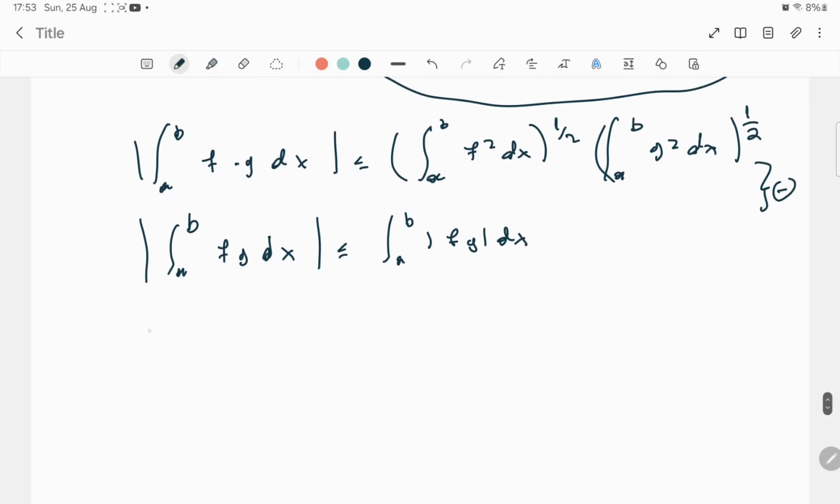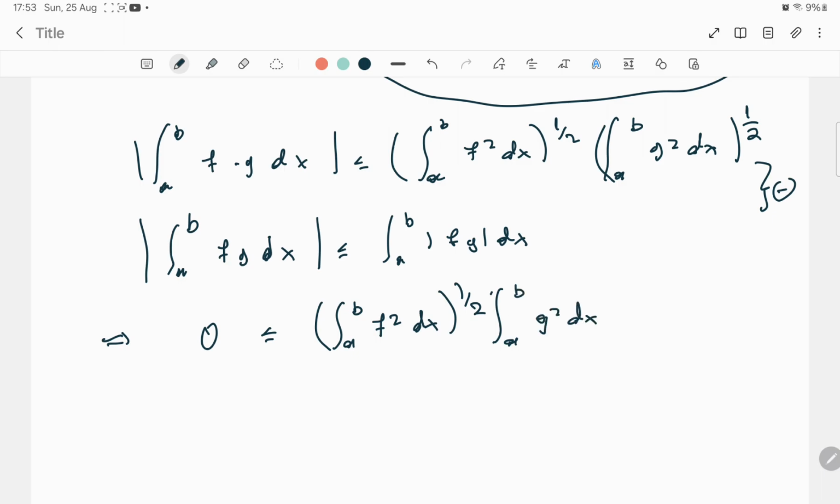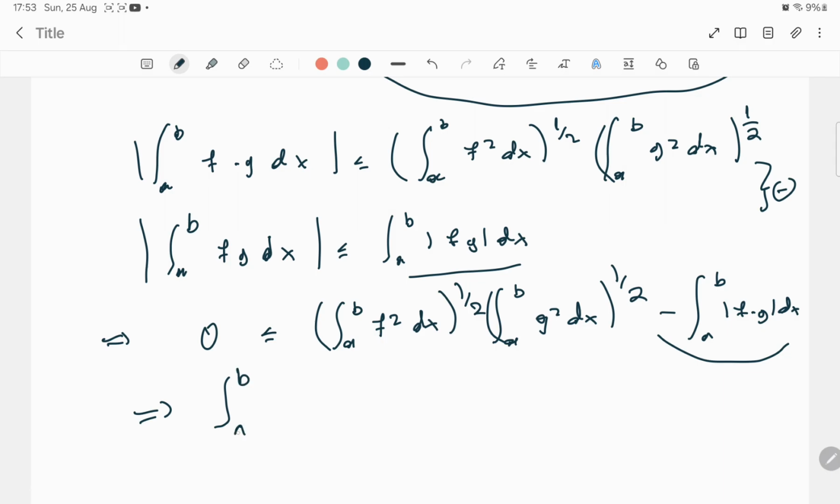I subtract and I have 0 less than or equal to the integral from a to b of f squared dx. So I have the product of the two integrals minus the integral from a to b, this integral here. I take this to the other side. And I obtain the desired inequality.